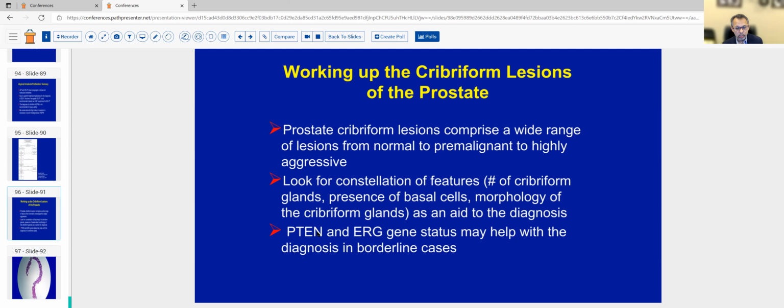And if you have a lesion where you are strongly suspecting atypical intraductal proliferation or intraductal carcinoma, the presence of intact PTEN or lack of ERG overexpression does not necessarily rule it out, because only 75% of these lesions typically show this molecular abnormality.